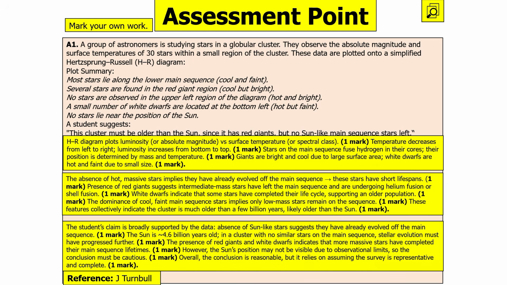Now, the student's claim is supported by the data. The absence of Sun-like stars indicates they've already evolved off the main sequence. The Sun is about 4.6 billion years old, in a cluster with no similar stars on the main sequence, so stellar evolution must have progressed further. The presence of red giants and white dwarfs indicates the more massive stars have completed their main sequence lifetimes. However, the Sun's position may not be visible due to observational limits, so the conclusion must be cautious. So the conclusion is reasonable, but relies on assuming the survey is representative and fully complete.